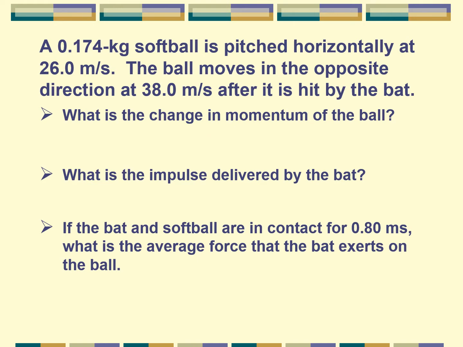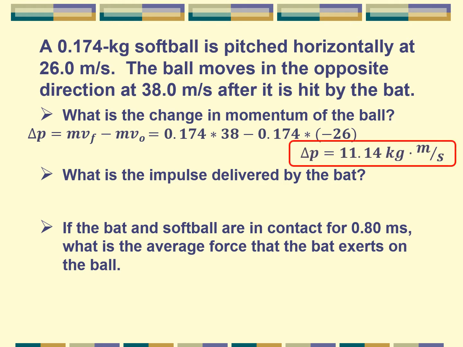So our change in momentum equation is going to be equal to mass times final velocity minus mass times initial velocity. We go ahead and plug in our numbers. So 0.174 times 38, being the final velocity, minus 0.174 times negative 26, which was the initial velocity. We get a total change in momentum equal to 11.14 kilogram meters per second.